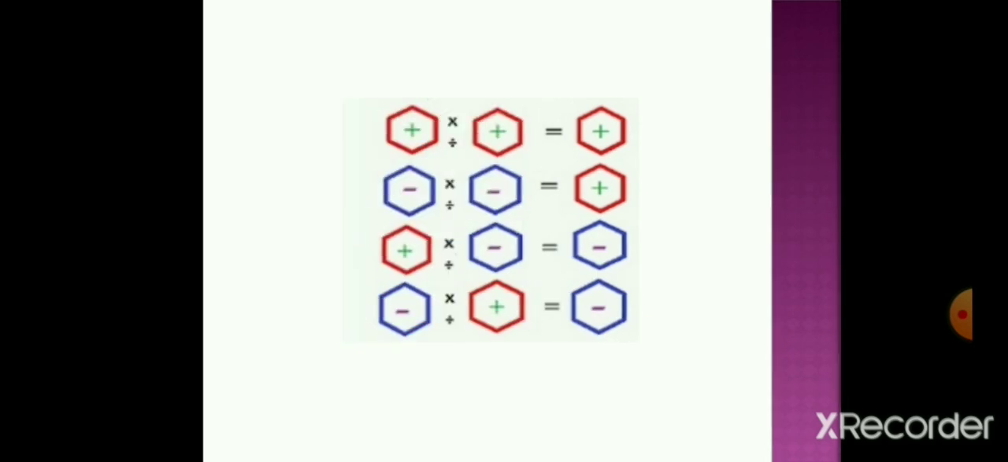Okay, so if you want to multiply or divide two positive integers, you have to multiply or divide and give the answer a positive sign. If you want to multiply or divide two negative integers, you have to multiply or divide and give the positive sign. But if you want to multiply or divide integers with different signs, you have to multiply or divide first, then give the negative sign. Okay, I think all of you understand what an integer is and how to do the operations of integers.